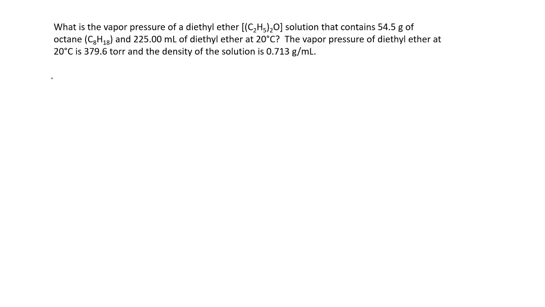So to start, we know that P solution is equal to the mole fraction of our solvent times the pressure that we have for just the solvent. And we're actually given the pressure of the solvent, right? We have this here, 379.6 torr. So the mole fraction is the thing we need to get, because we want the pressure of the solution. To find the mole fraction, we need to know how many moles we have of each thing.